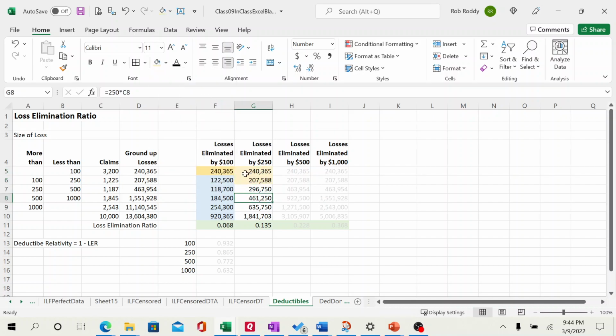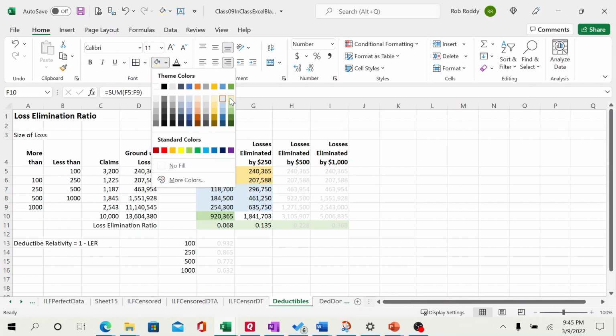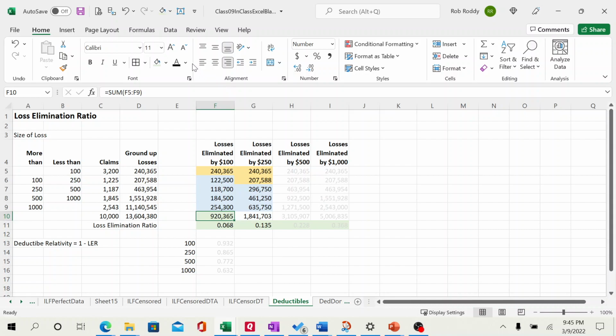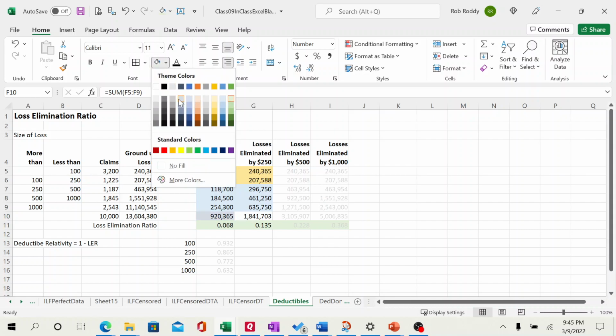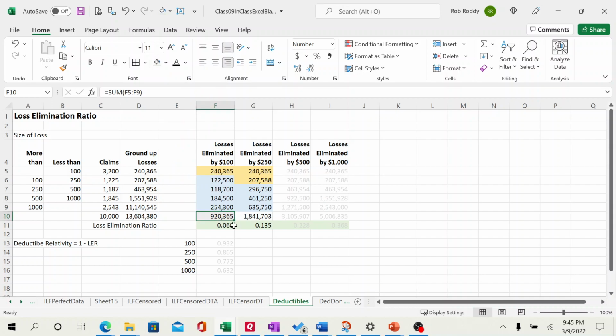Happens here. Whoops, wrong color. I'll just cheat and use this. We eliminate losses by $250. We take each layer, though, we take the full layer all the way up to $250, and we take a portion of the layer, the $250 portion of the layer, for the other claims. This one should not be blue. I apologize. Make this not green. We're already using green. Use gray.